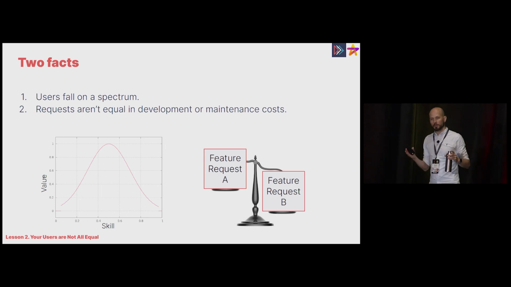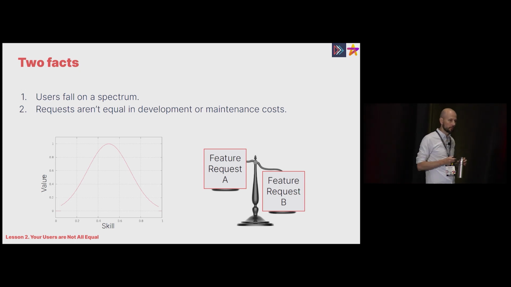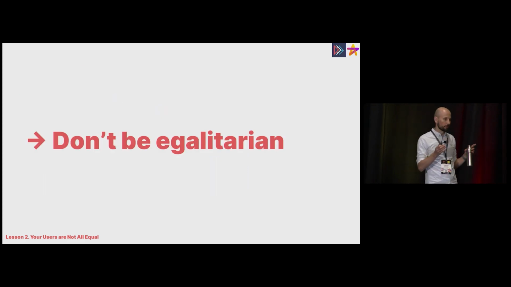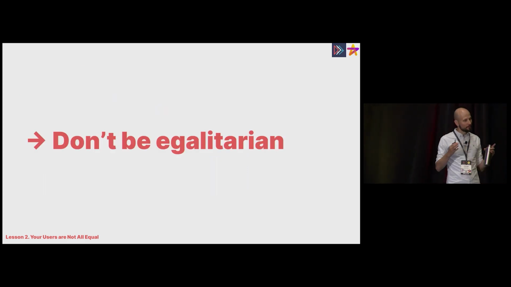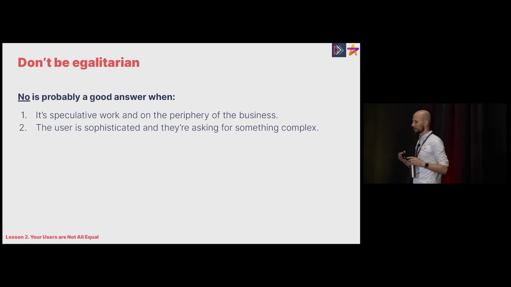And then also the requests that they have for you aren't all equal either, since one feature request might be easy to implement, another might be easy to implement but much harder to maintain. So you have to take those two things into account. And so once you have something, don't be egalitarian is effectively the message, right? And so what that means, in effect, is really you have to learn when to say no.